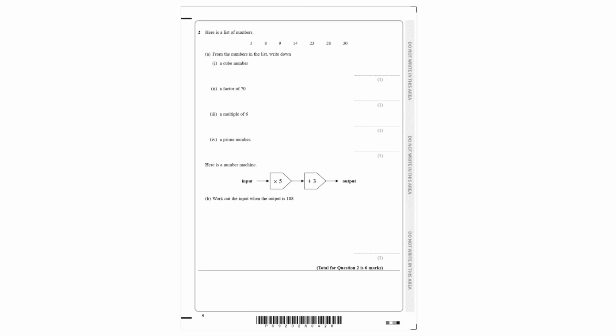Here is a list of numbers. From the list of numbers, write down a cube number. So we can see here that 8 is simply 2 cubed. A factor of 70. So anything 70 is a multiple of. Here we have 14, and 70 can be divided by 14. So we can write here 14.